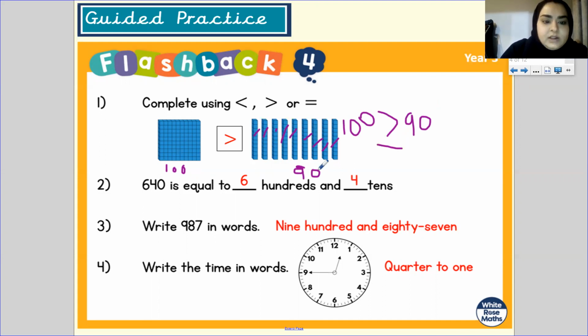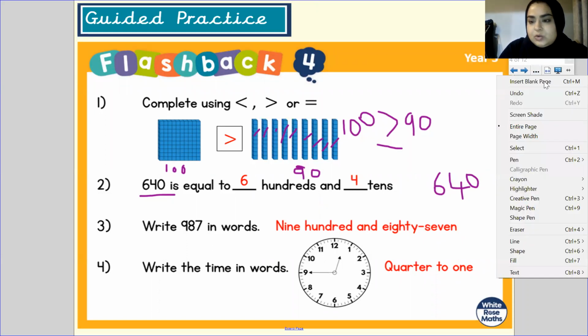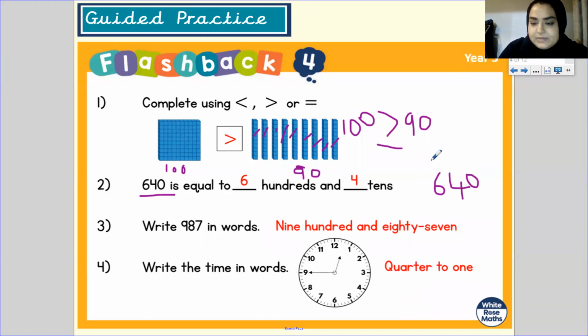Okay. Now, 640 is equal to 600s and 4 10s. So now, if I write down 640 here, I am going to use my place value knowledge to work out how many hundreds that means and how many tens that means. So if I write my place value letters at the top, I know that that is correct because I have 6 hundreds and I have 4 10s.